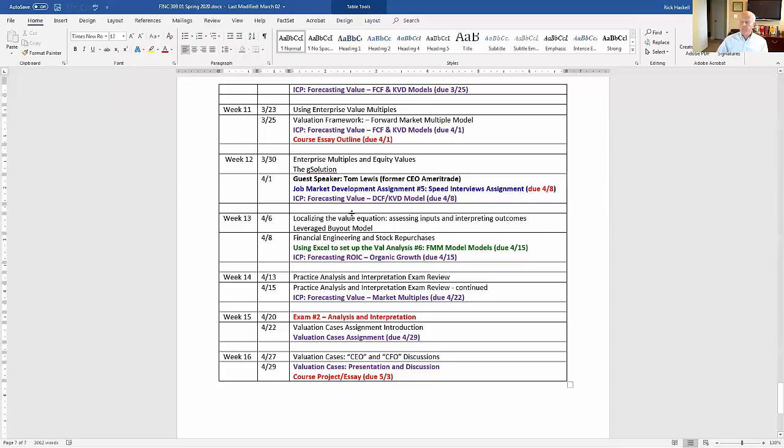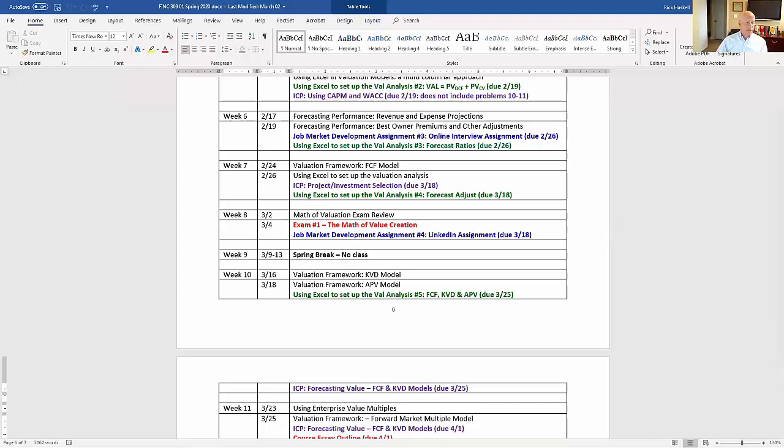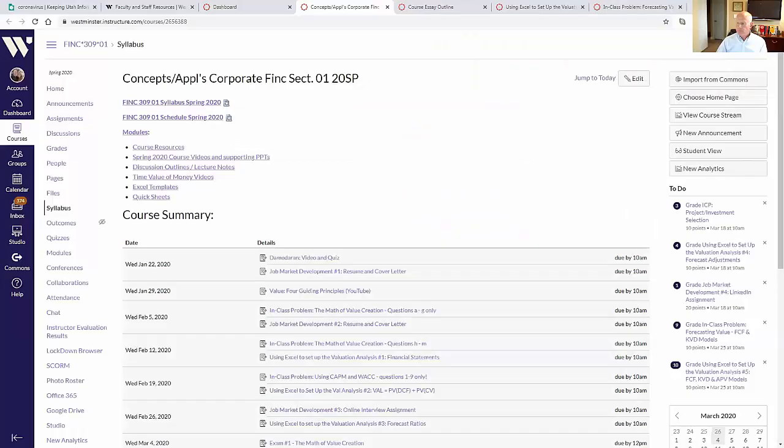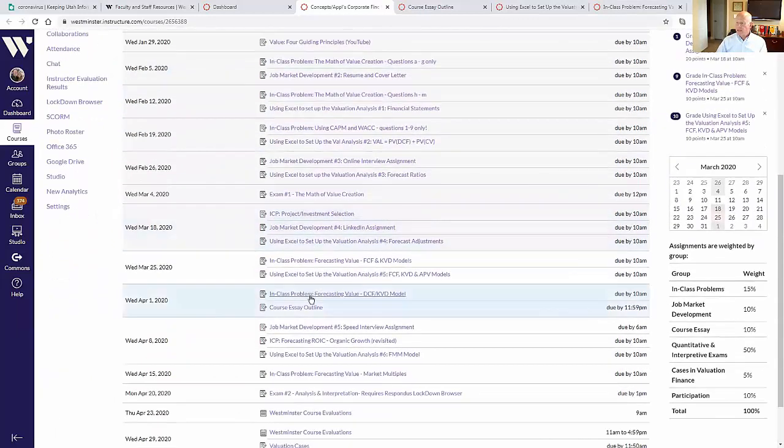Now, with that said, you may notice, it's not in the syllabus, it's within Canvas, so let me go to Canvas. You may notice in Canvas that due on Wednesday, April 1st, the same day that Tom Lewis will be speaking to us, is a course essay outline. And we've talked about this very little so far. We discussed it the first week or so of class for the course essay. We didn't talk about the outline at all, so let me talk about both for a moment.